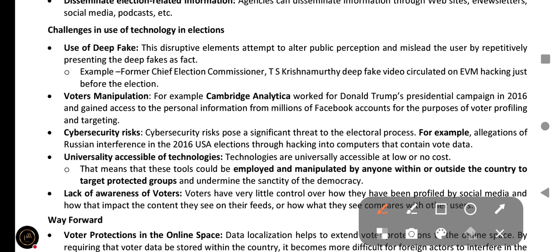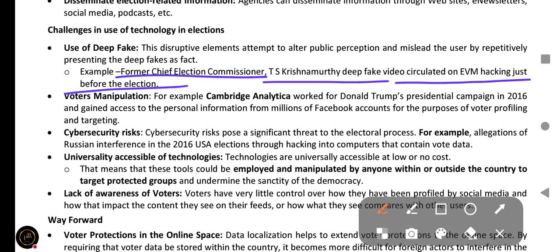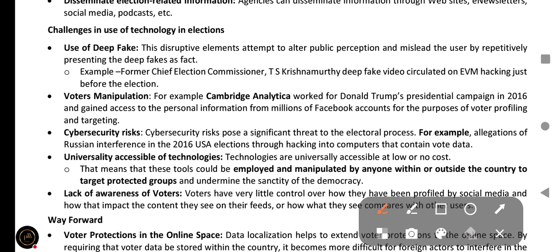Under this, the disruptive elements attempt to alter public perception and mislead the user by repetitively presenting deep fakes as fact. For example, a deep fake video of former Chief Election Commissioner T.S. Krishnamurthy was circulated on electronic voting machine hacking just before the election. Okay, so this was a concern during the election period.